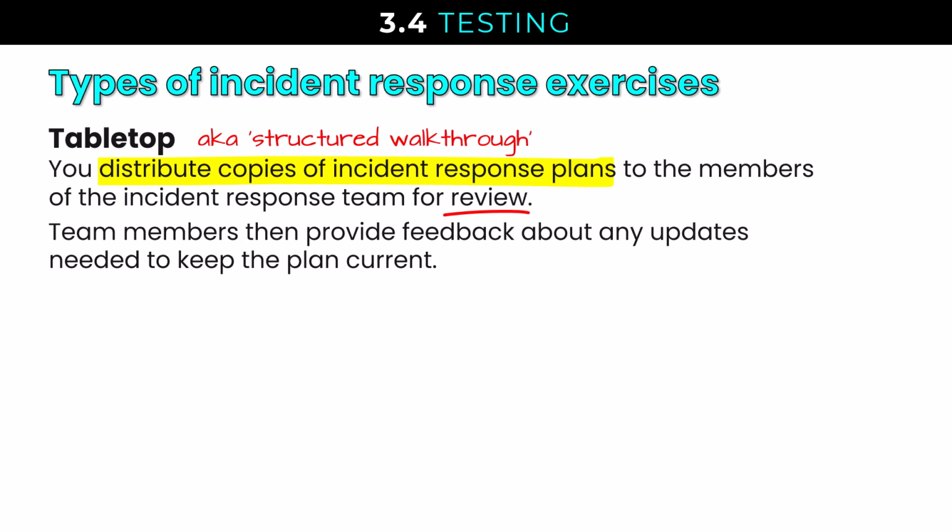It's something that usually happens in a conference room together. It's paper-based, it's hypothetical, it's talking only. Usually only the person leading the tabletop exercise knows what they're going to be talking about before the meeting. And that person will put some sort of scenario out there and the team will talk through the response plan.